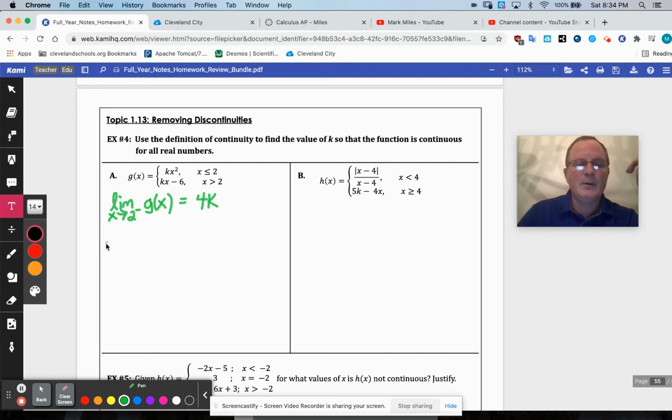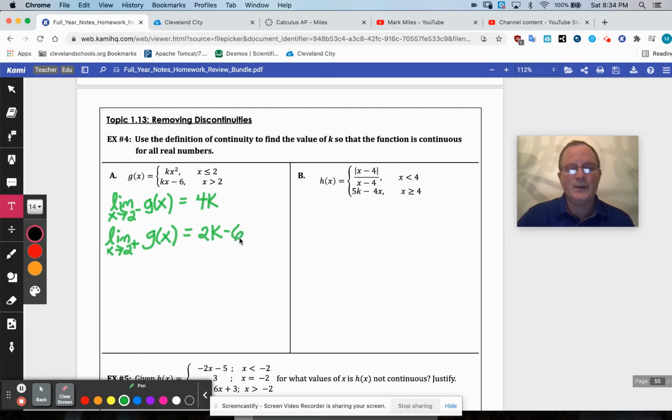And then likewise, this is showing a whole lot of work, but you could probably do it quicker. But I'll show everything. Coming from the right then, of g of x would be substituting 2 into the function that you're supposed to use to the right of 2, which is this one down here. So x is 2, because that's our boundary, and so I'll have 2k minus 6.